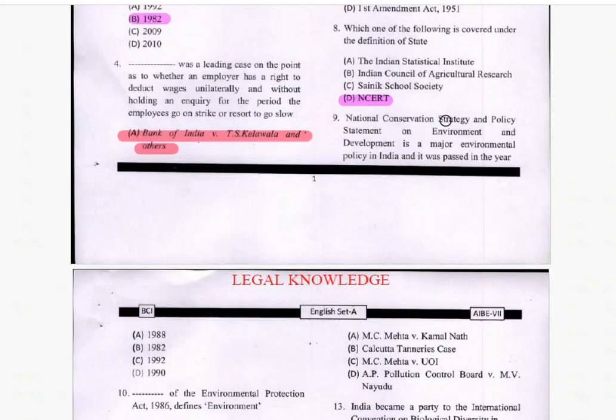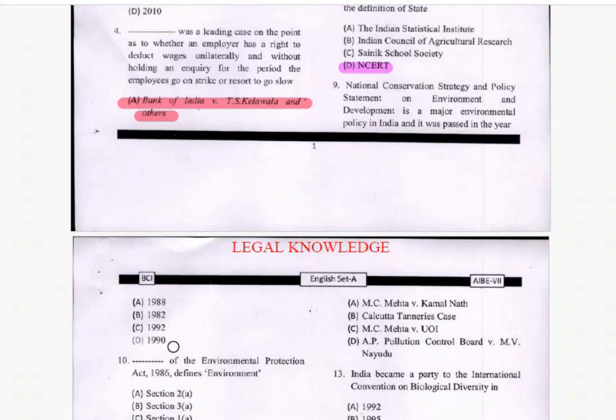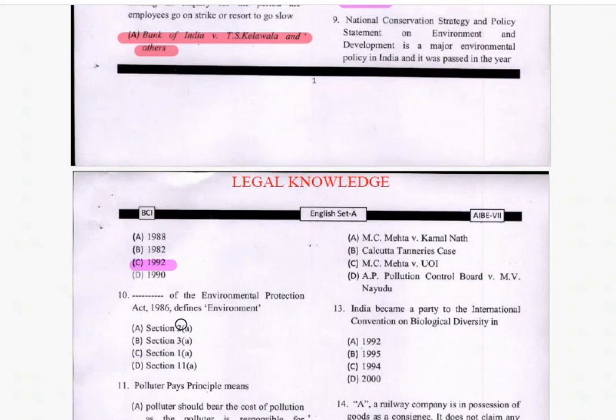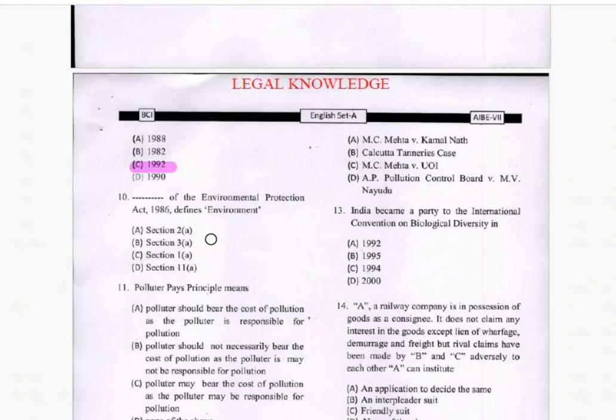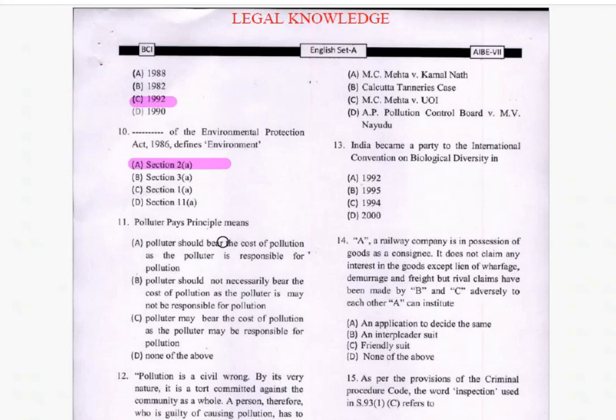National Conservation Strategy and Policy Statement on Environment and Development is a major environmental policy in India, and it was passed in the year 1992. Dash of the Environmental Protection Act 1986 defines environment, and the answer over here is Section 2, Clause A.